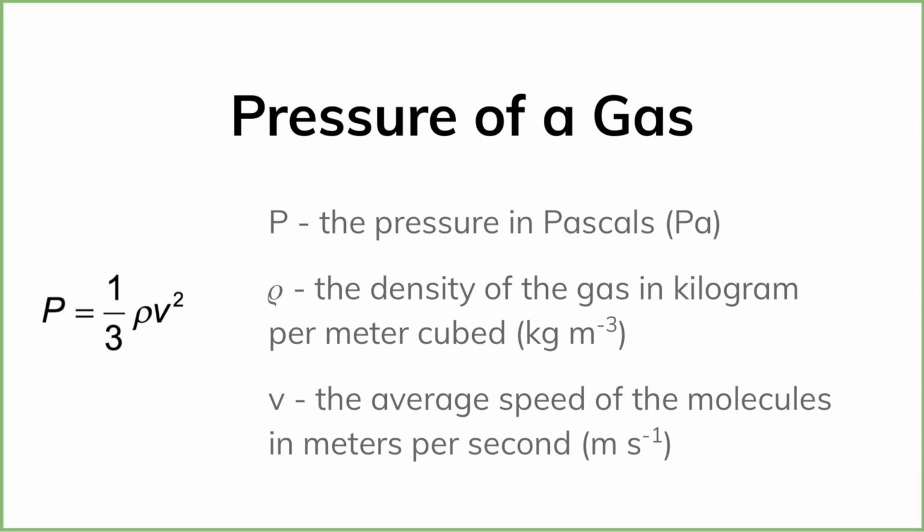Pressure is always going to be measured in pascals. Rho is the density, and we're going to have that in kilograms per meter cubed. And v is the average speed of the molecules in meters per second.